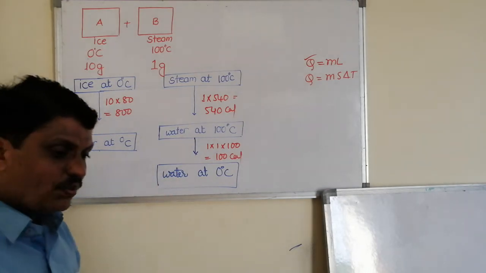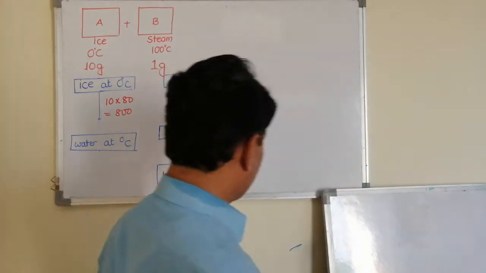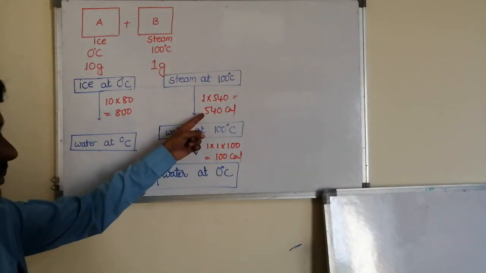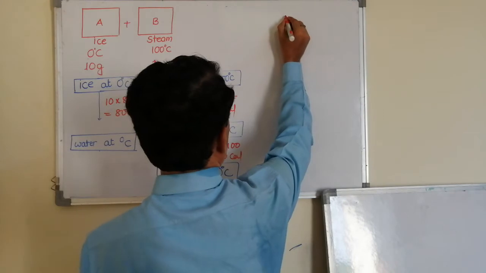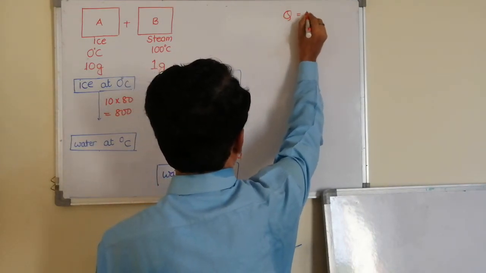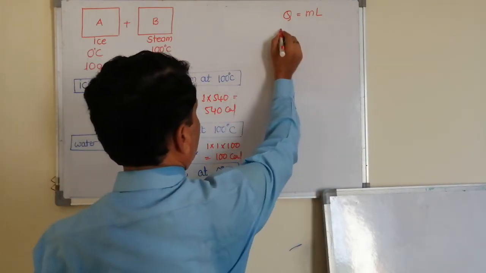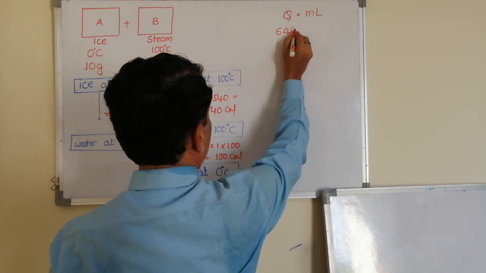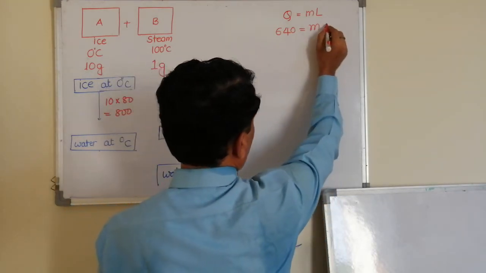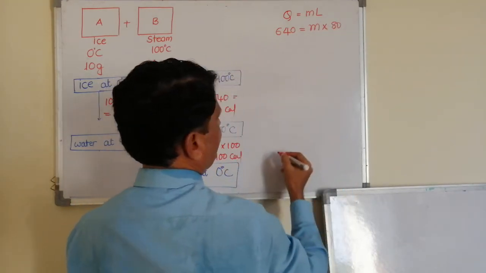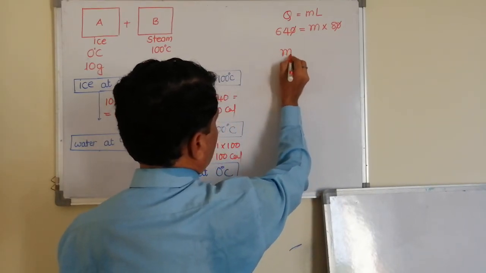Then we have to know how much amount of ice can melt. For that, what is our available heat? Available heat 540 plus 100 is 640. So Q is equal to mL. Say M amount of ice gets melted. So available heat, 640 calorie, is equal to M times 80 calorie. 8 ones are 8, 8 eights are 64. So M is equal to 8 gram.